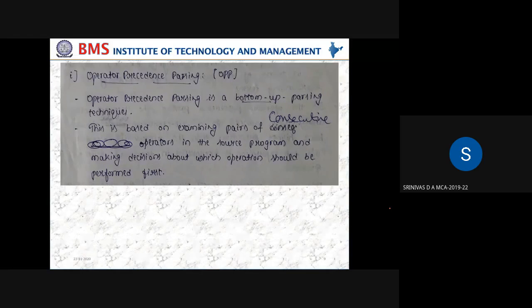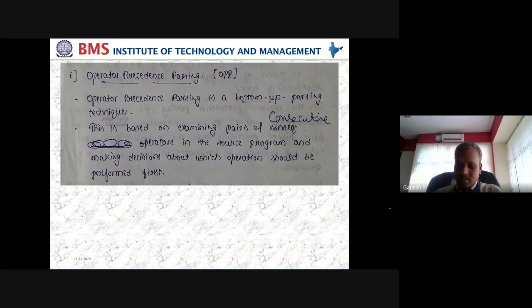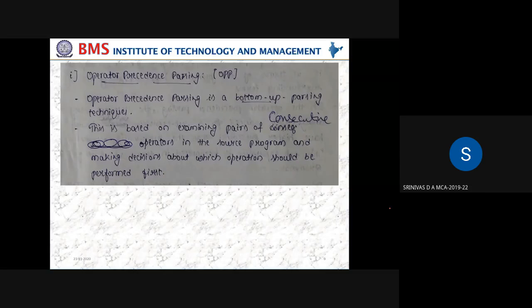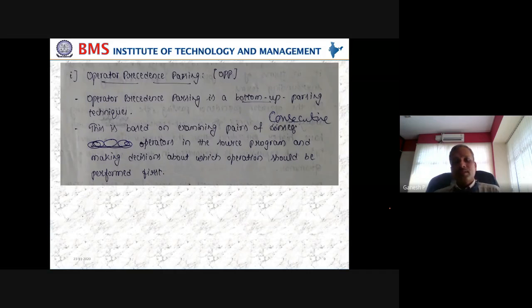When we are doing arithmetic, first we do multiplication, then division, then addition and subtraction. Okay, so it is like the BODMAS rule. Yes, sir, kind of. Okay, so that is the precedence.